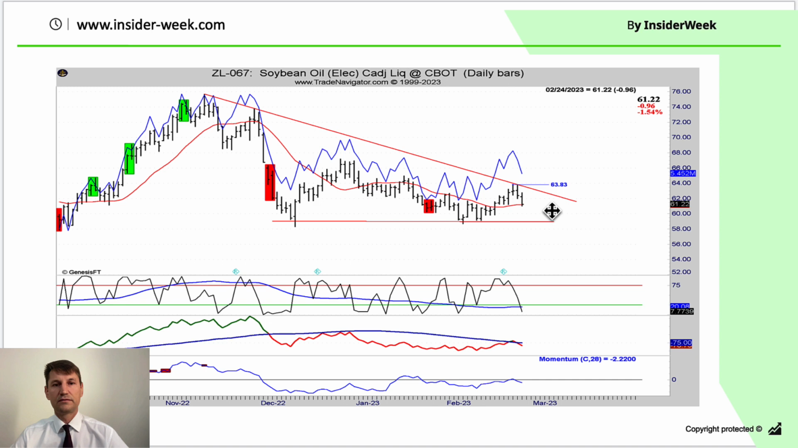Soybean oil. On the daily chart, you can see a triangle. So we expect a breakout to the upside based on the data that I showed before.